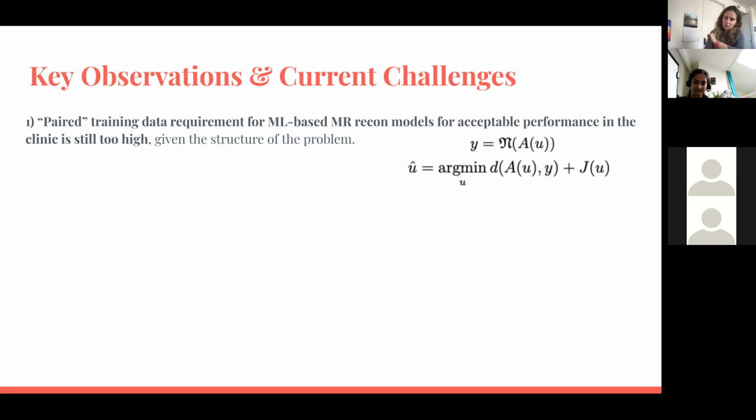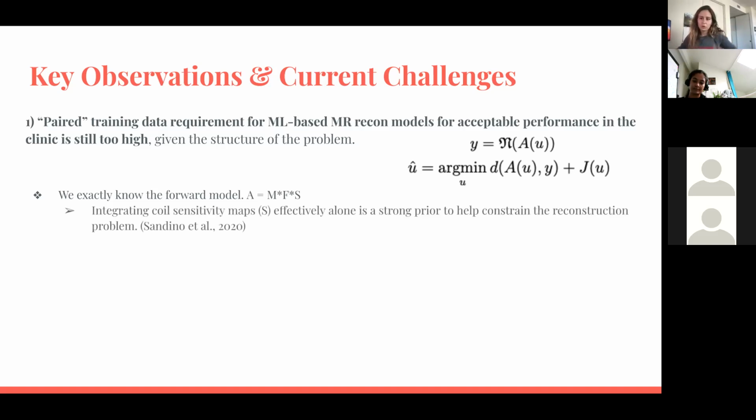Given the structure of this problem, we think the paired training data requirement, by paired I mean having access to fully sampled data as well as the undersampled data, is still pretty high for these ML-based models to get acceptable performance in the clinic. And what do I mean by the structure of this problem? We exactly know what the forward model is, as I said a couple minutes ago. The forward model is precisely undersampling times Fourier transform times coil sensitivity maps. So if we have this information already, we probably should be leveraging that.